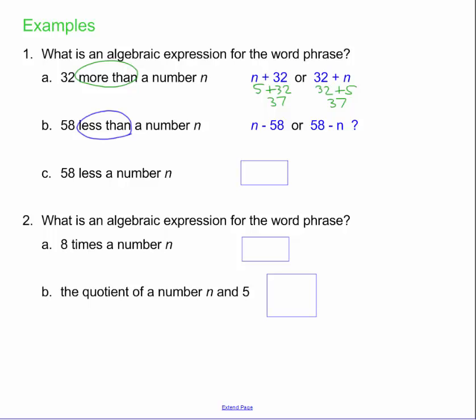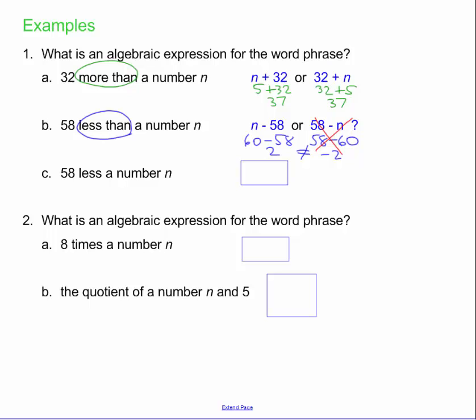If we were to let n be the number 60, then the first expression is 60 minus 58, which is 2. The second expression is 58 minus 60, which is negative 2. Those are not the same, and therefore the second way of writing the expression is not correct. You can't switch them around when you're dealing with less than in the same way that you can when you're doing more than.